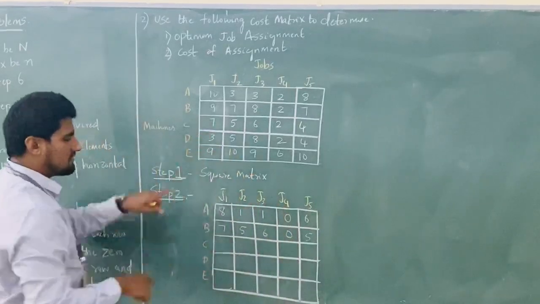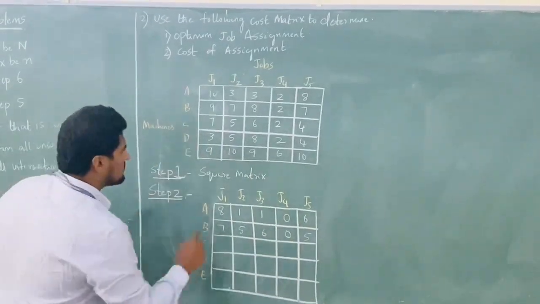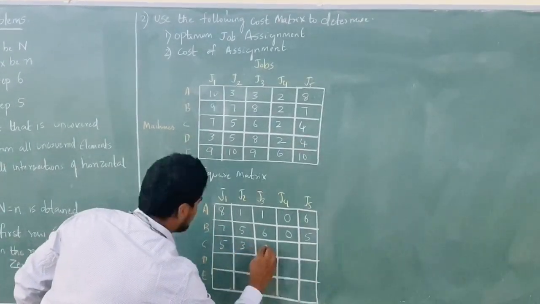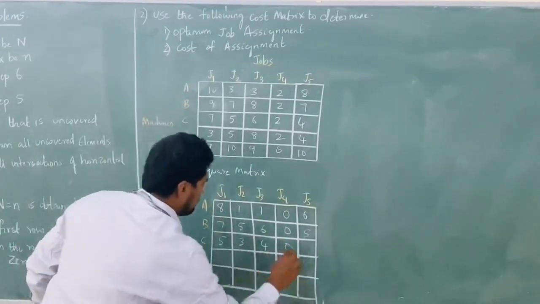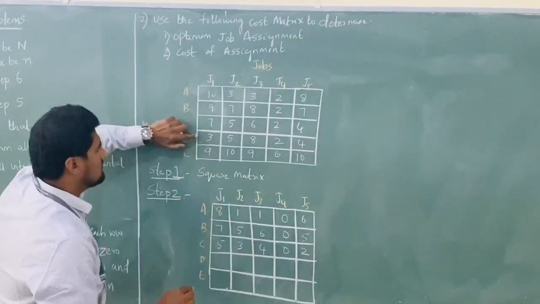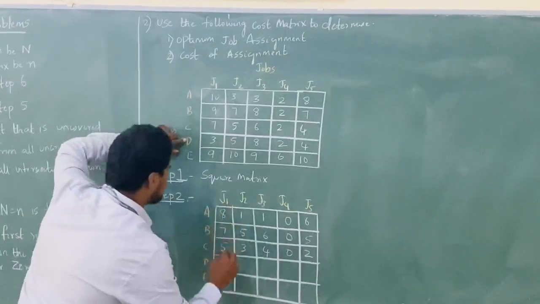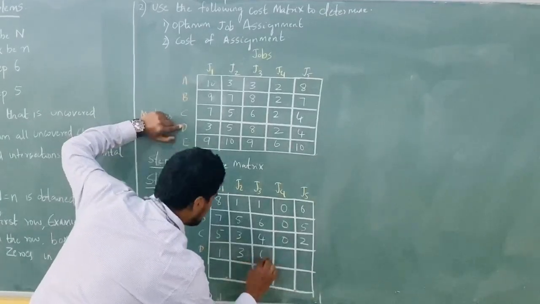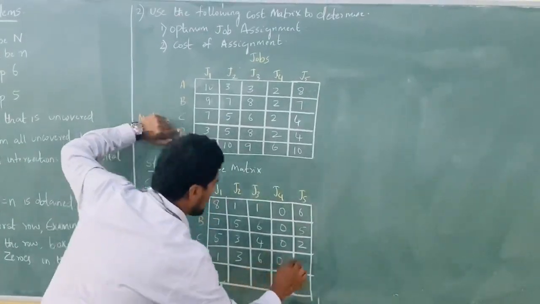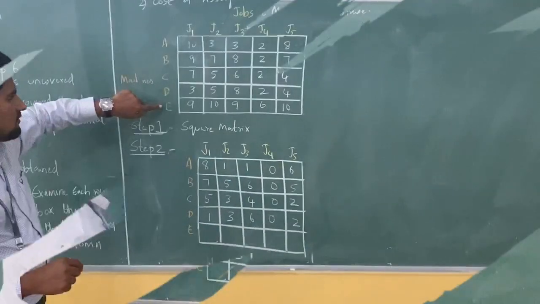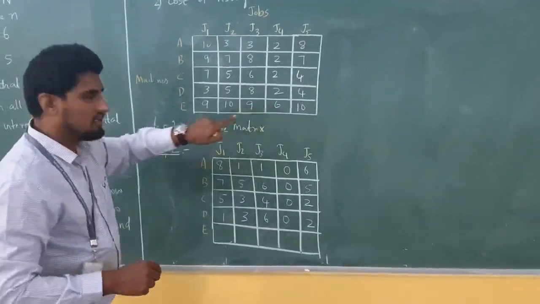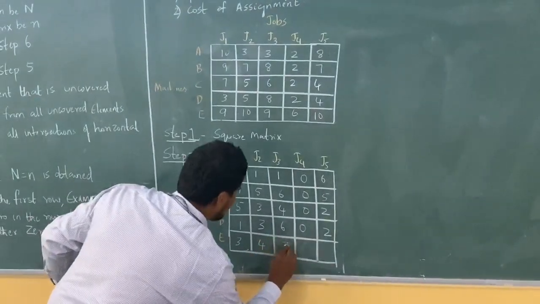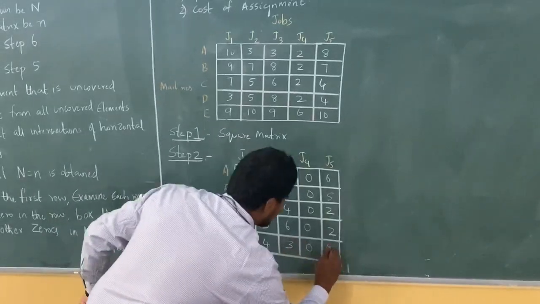You have to repeat this for the entire rows. So 7 minus 2 is 5, 7 minus 2 is 5, 5 minus 2 is 3, 6 minus 2 is 4, 2 minus 2 is 0, 4 minus 2 is 2. In row D, the least is 2: 3 minus 2 is 1, 5 minus 2 is 3, 8 minus 2 is 6, 2 minus 2 is 0, 4 minus 2 is 2. And in row E, the least element is 6, so 9 minus 6 is 3, 10 minus 6 is 4, 9 minus 6 is 3, 6 minus 6 is 0, 10 minus 6 is 4.